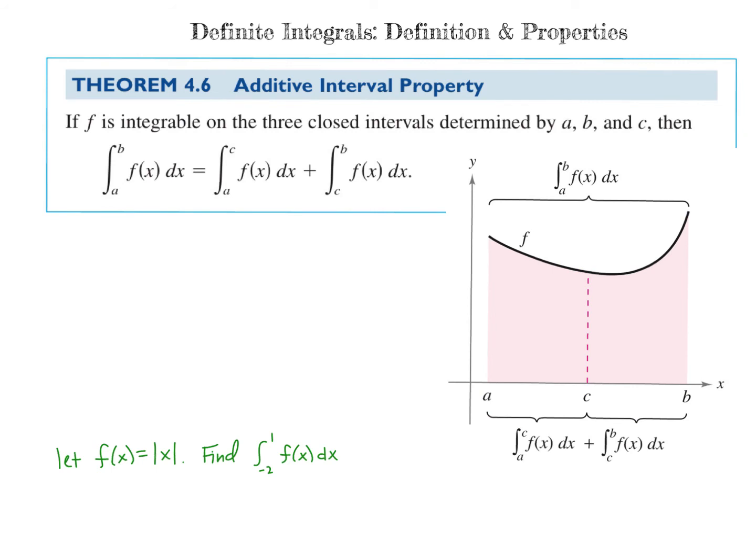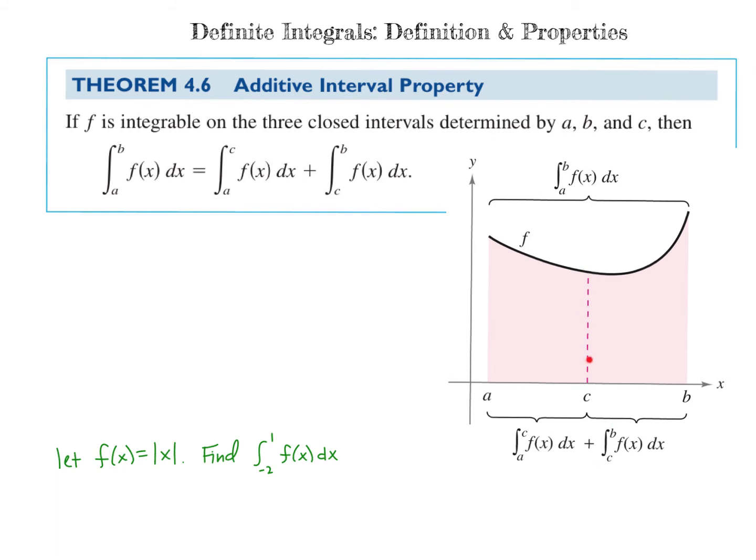Here is another property of definite integrals called the additive interval property. We see that so long as f is integrable, that is, able to be integrated on three closed intervals determined by a, b, and c, then this looks a little bit nuts. Here's the main idea. We have some function from a to b, and c is in between a and b. Well, the overall integral from a to b can be broken up at c. We would call this part here the integral from a to c. We would call this part here the integral from c to b.